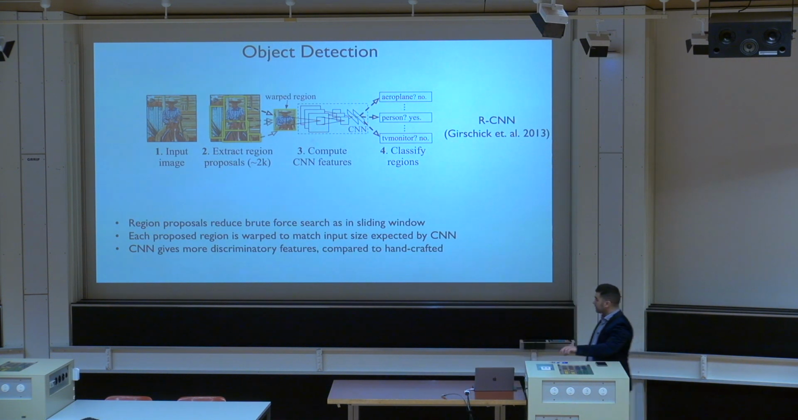Instead of using a brute force approach, you extract some region proposals on your image using different techniques, like sliding window, or sorry, using selective search, and you pass these region proposals to your CNN for classification. Instead of working on every pixel of your input images, which is much more efficient than a sliding window.